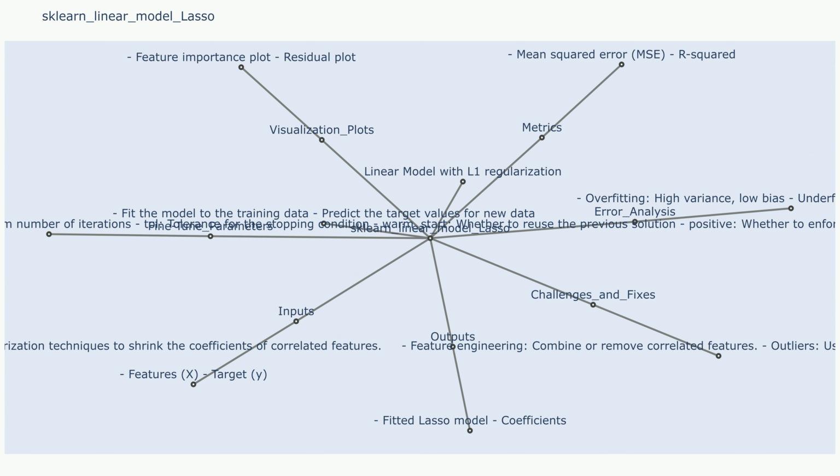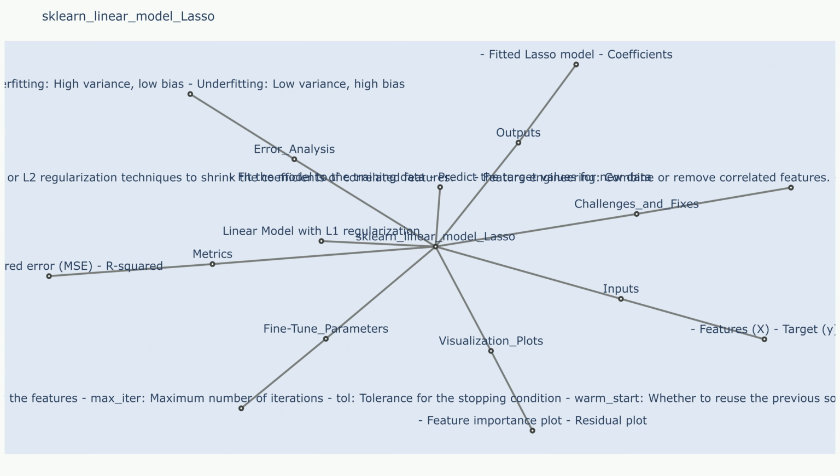Residual plot. A scatter plot of the residuals, the differences between predicted and actual target values, against the predicted values. This plot helps assess the model's assumptions and identify any systematic deviations from linearity.